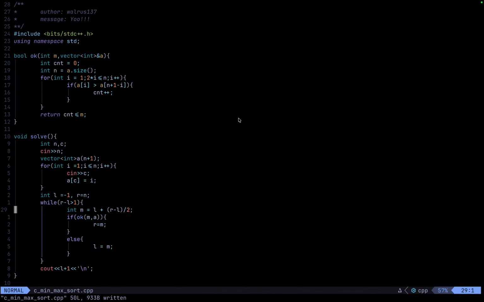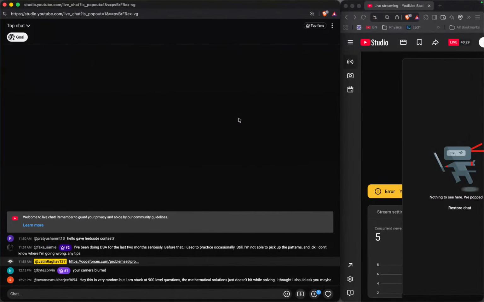L equals minus 1. And... Hey, yep, these are very random, but I am stuck at 900 level questions. The mathematical solutions just don't hit while solving. I thought I should ask you maybe.